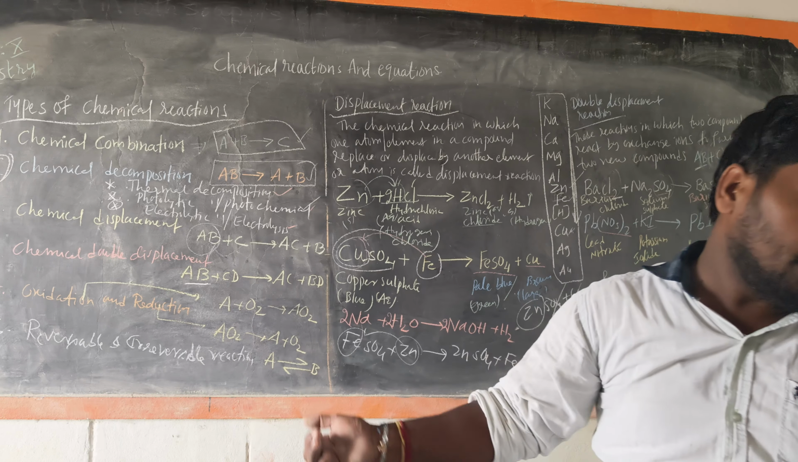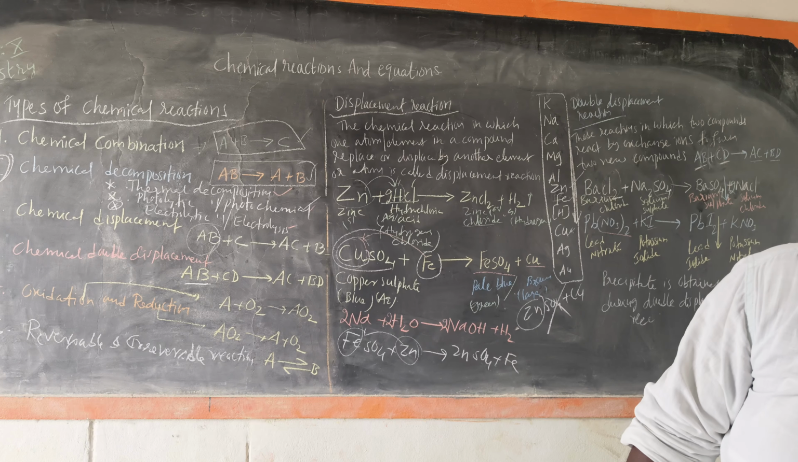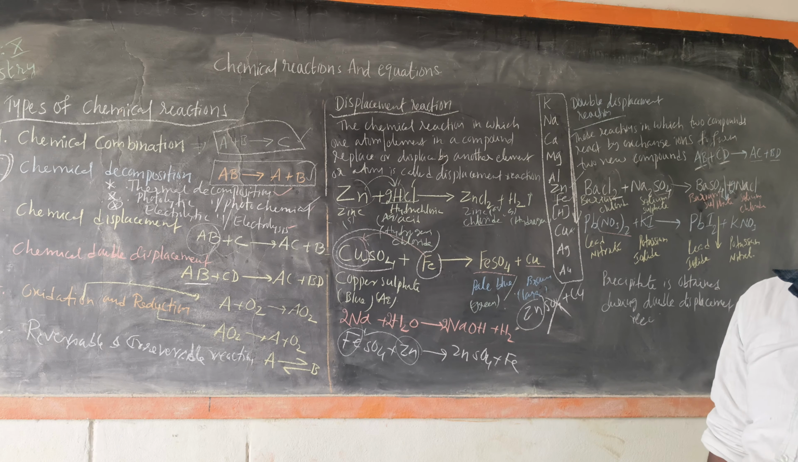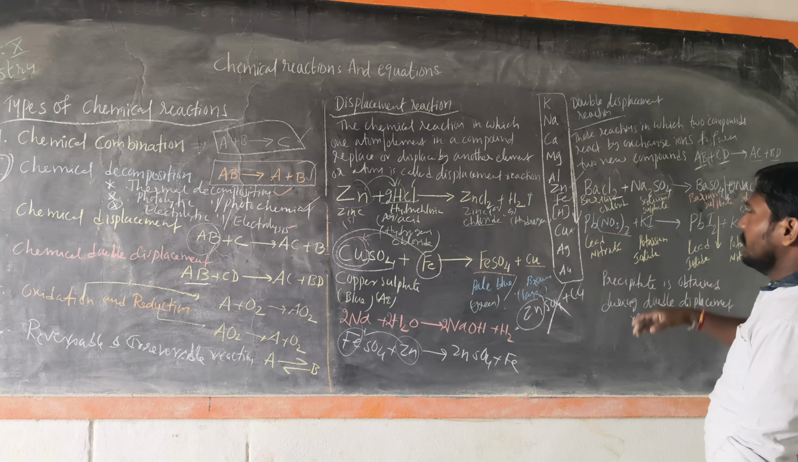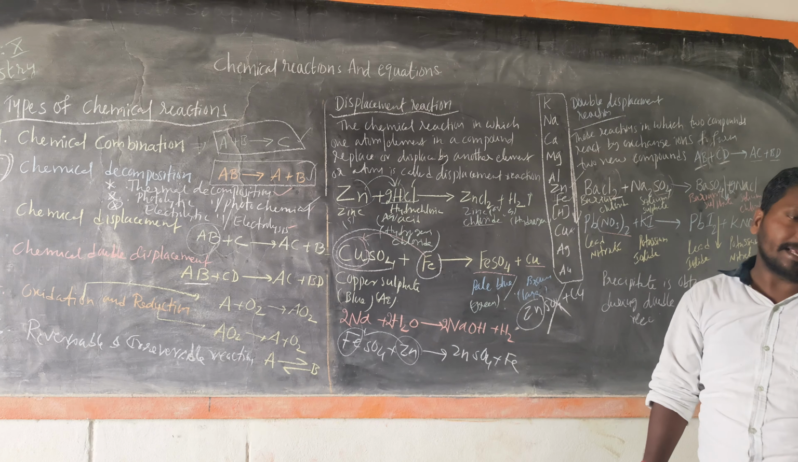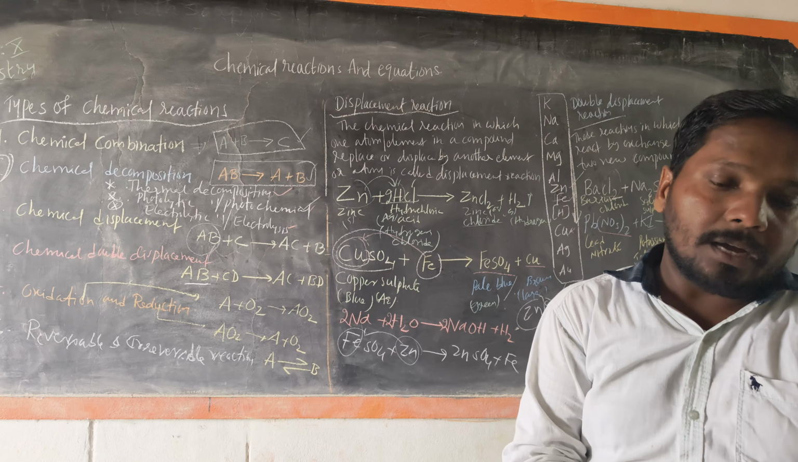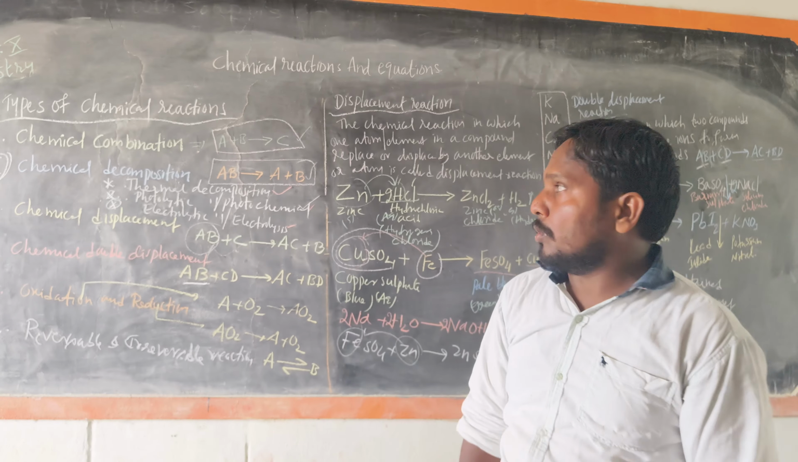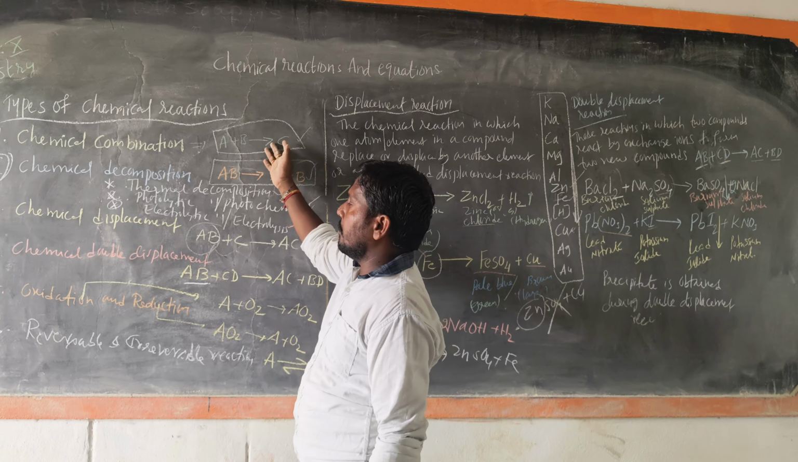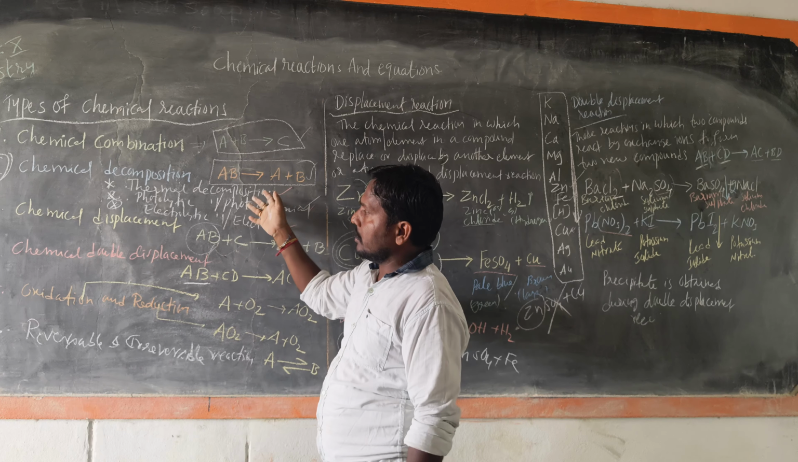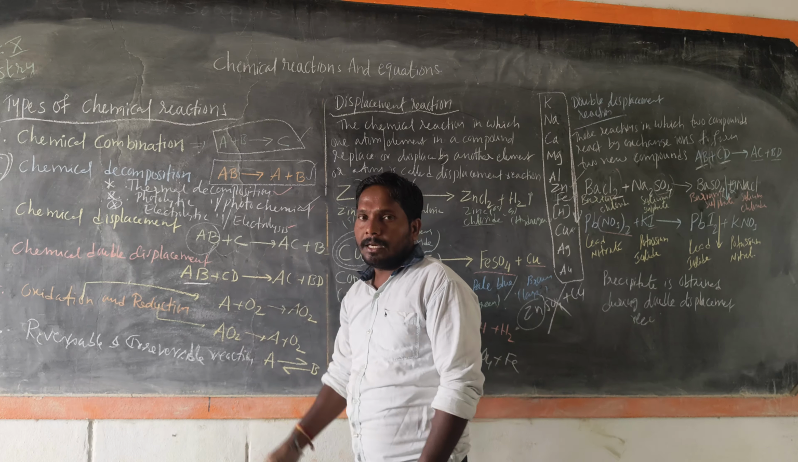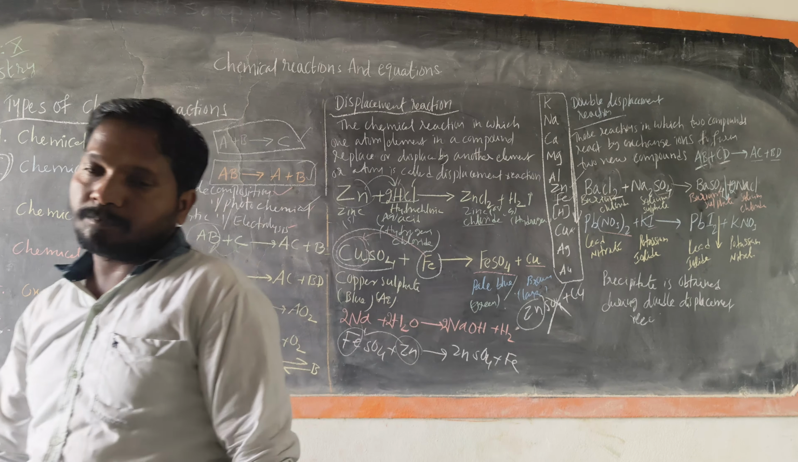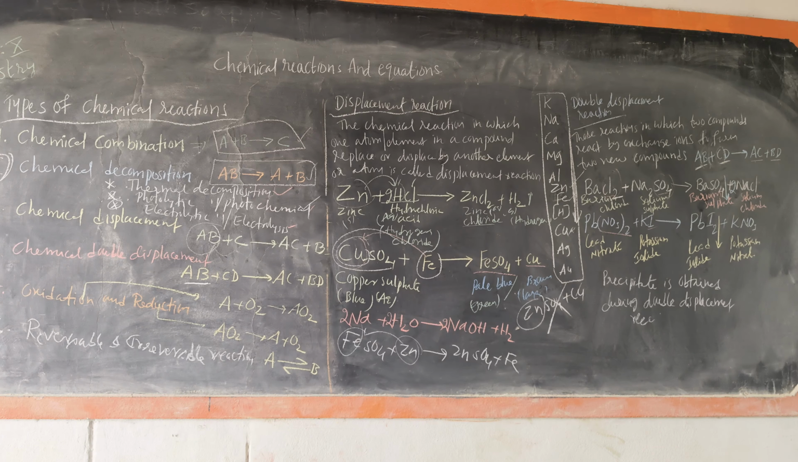We have many examples for this also. Generally, precipitation is formed during double displacement reactions. So these are double displacement reactions. So we completed chemical combination, chemical decomposition, displacement and double displacement. Hope you understand.